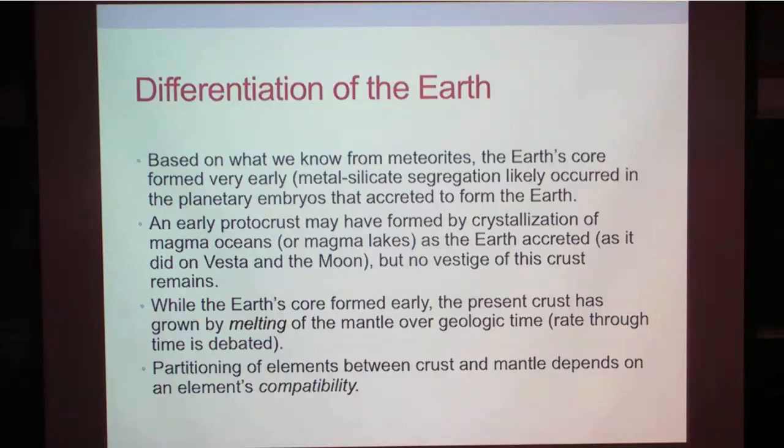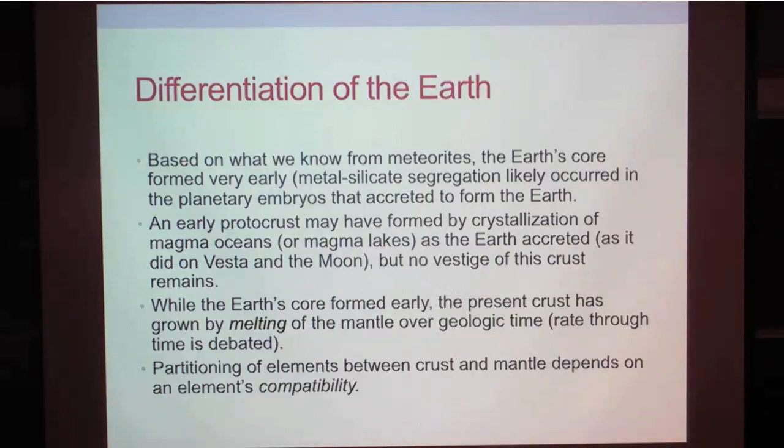Instead, the crust that we have, in particular the permanent continental crust, has evolved over geologic time, and that's occurred through melting of the mantle and transport of that melt to the surface to form crust. What the rate is, how that's changed with time, is somewhat debatable. Partitioning of elements between the crust and mantle. And so this is the big differentiation of the Earth that's occurred over geologic time, crust and mantle.